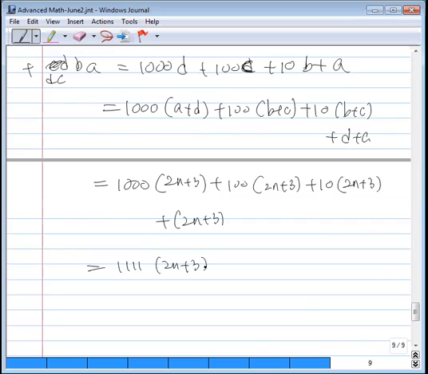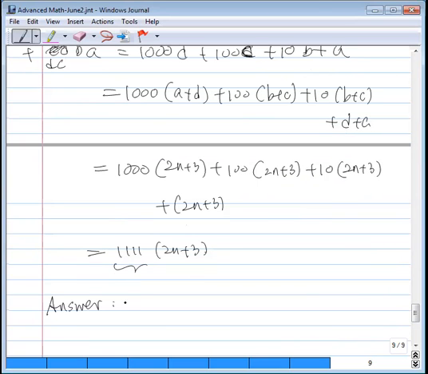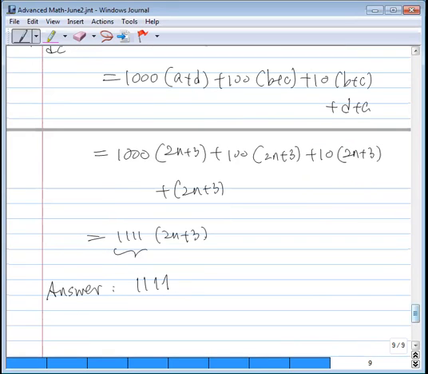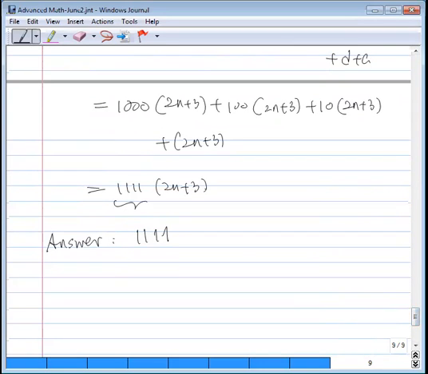Okay, so all such numbers contain the factor 1111. So the answer is clear right now. The answer is 1111. So you should be able to express this sum as a product of some numbers, and there's a factor which shows up. Just like a product of 3 consecutive numbers divided by 6.